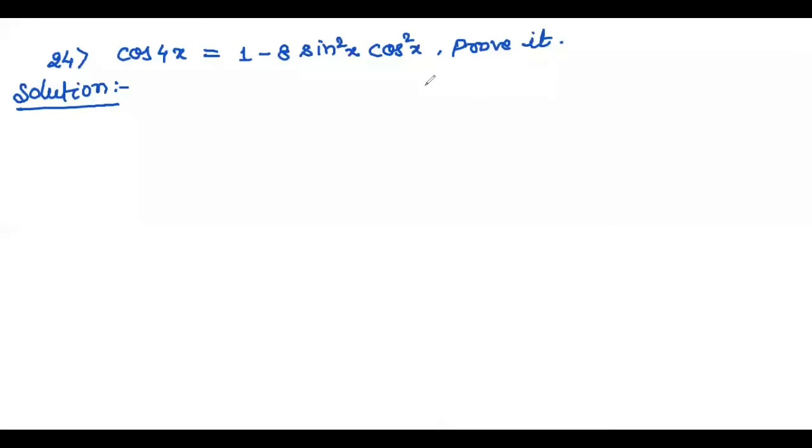Now question number 24. Prove that cos 4x is equal to 1 minus 8 sin square x into cos square x. So we'll start with left hand side. The left hand side part is cos 4x. We can write this as cos of 2 into 2x.